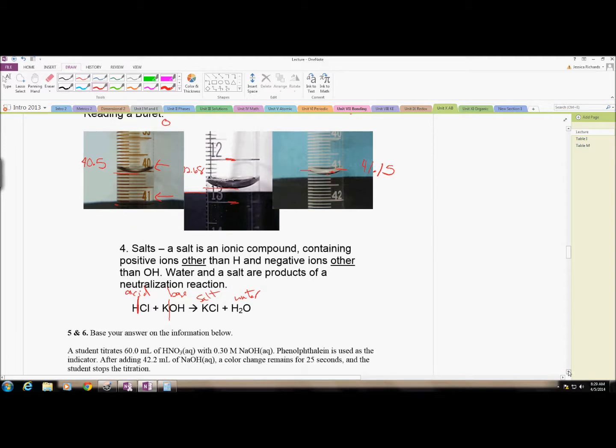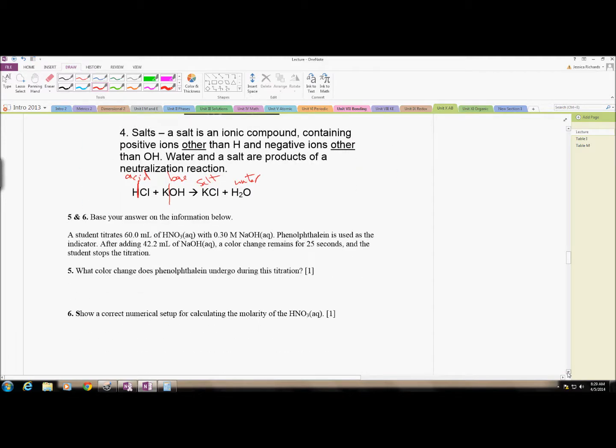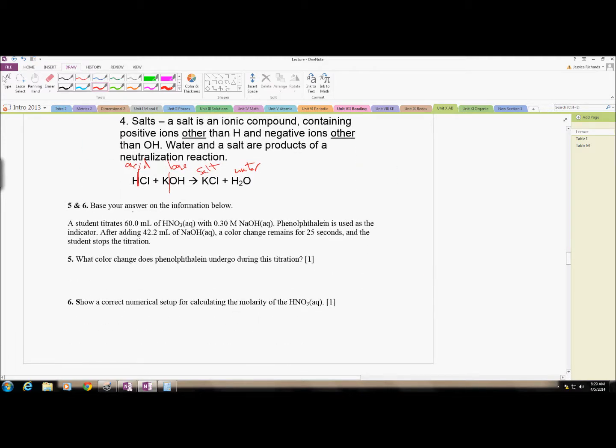Last thing we have in our notes is an example from a Regents exam of what some of these titration problems look like. A student titrates 60 milliliters of HNO3 with a 0.3 molar NaOH solution. Phenolphthalein was used as the indicator. After adding 42.4 milliliters of NaOH, the color change remains for 25 seconds and the student stops the titration. The first question says, what color change does phenolphthalein undergo during this titration?